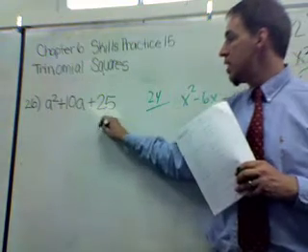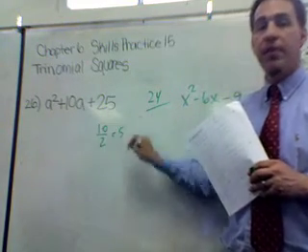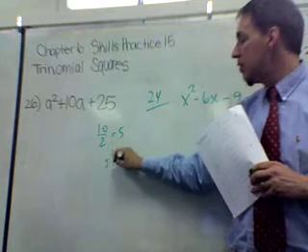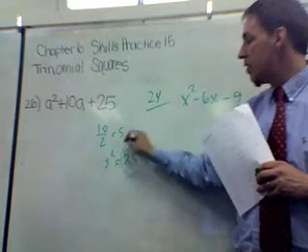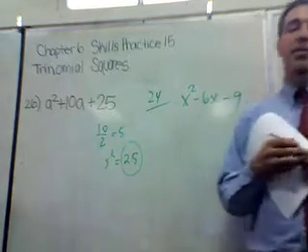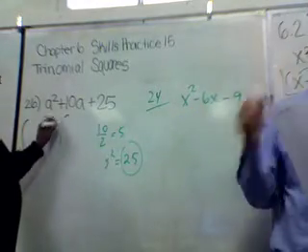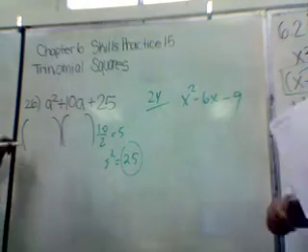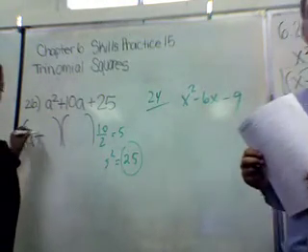Well, it does. Watch. 10 divided by 2 is equal to 5. And 5 squared equals 25. There it is. And that's your third term. Now, what is our answer? Go ahead with the brackets, Kiwana. Our answer to this one is a plus 5 and a plus 5. A plus 5, a plus 5.